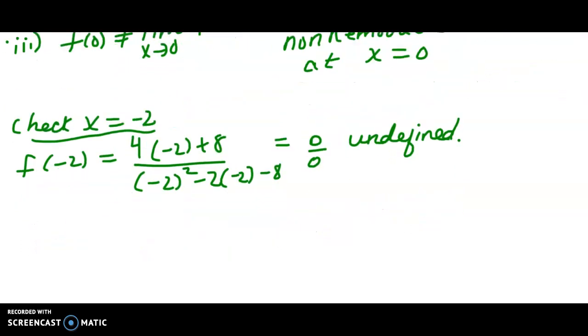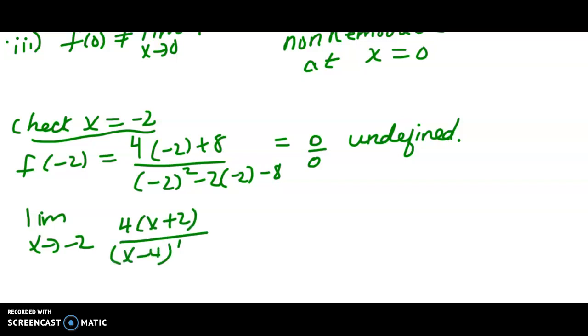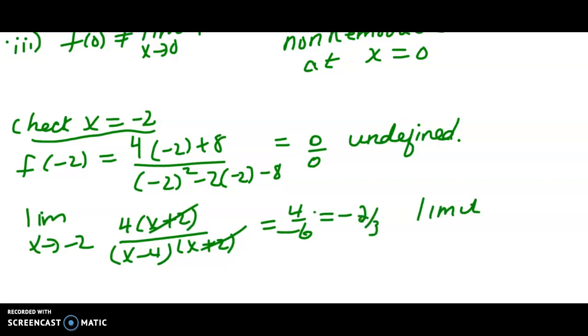Undefined, but I can also notice that the limit is going to work because I know that one of my factors is going to cancel. So the limit as x approaches -2 of 4(x plus 2) over (x minus 4)(x plus 2). There are my factors canceling. And when I substitute it back in this time, I'm going to get 4 over -6, which reduces to -2 over 3, which means the limit does exist, which verifies that it was a POD.